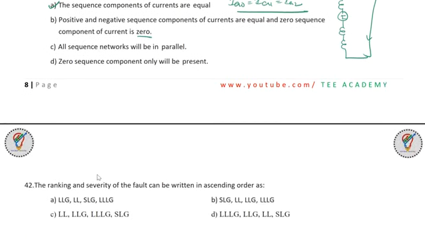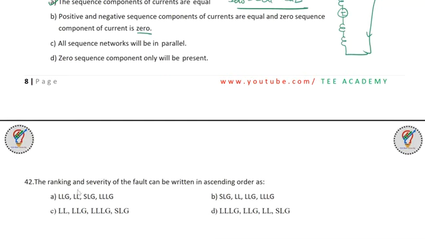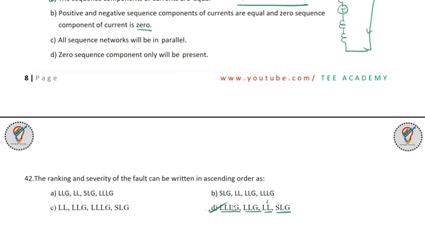Next one. The ranking and severity of the fault can be written in ascending order as follows. Okay, in ascending order, LG fault will have more severity compared to LG. Okay, and DLG is having more severity compared to LL, and LL is more severe compared to SLG. So the answer is D here. 42. D is the answer.